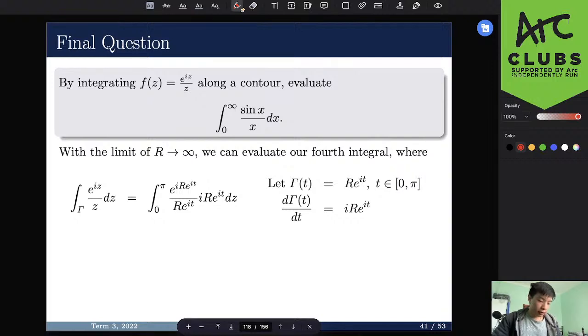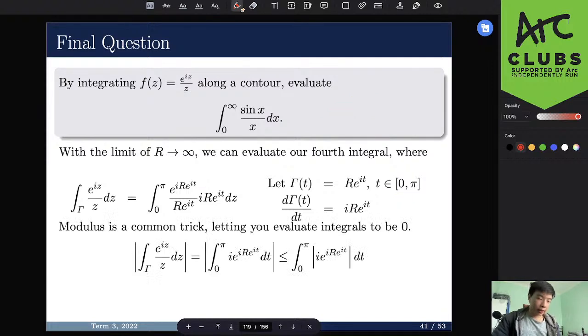Then we have our fourth integral. And so we know that it does traverse anti-clockwise, so we can just use normal parameterizations, and we get gamma is equal to r e to the it, since it is a semicircle with a radius of r and center 0, and of course an angle from 0 to pi. We can take the derivative as before, and then we can cancel.